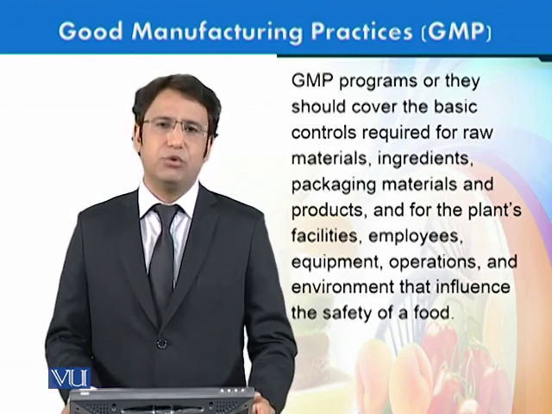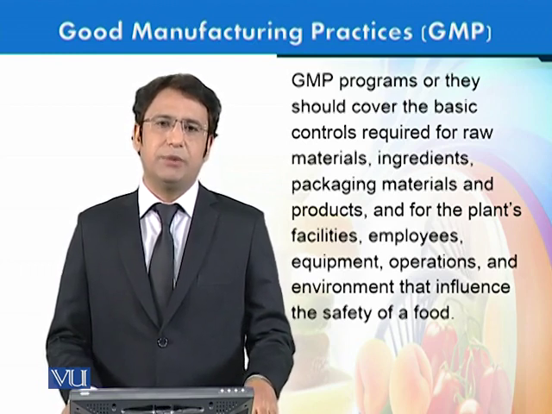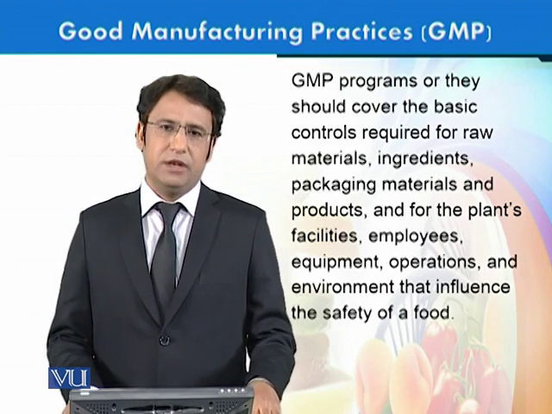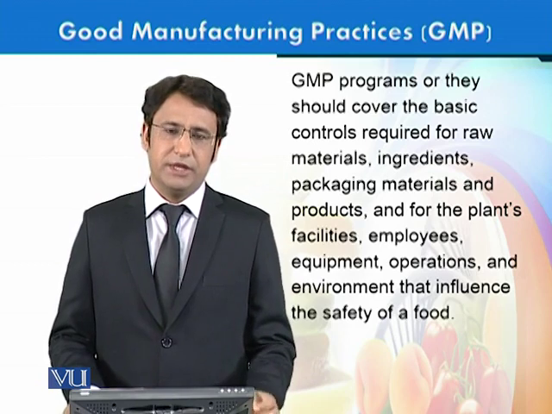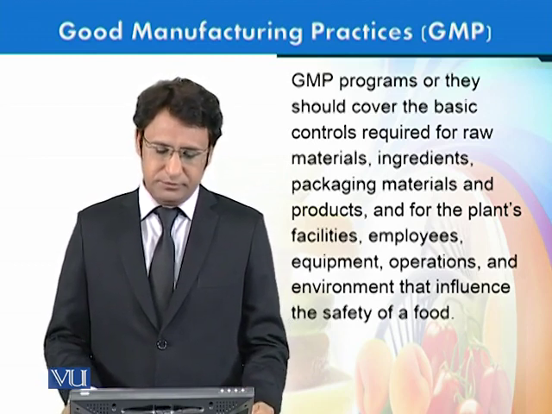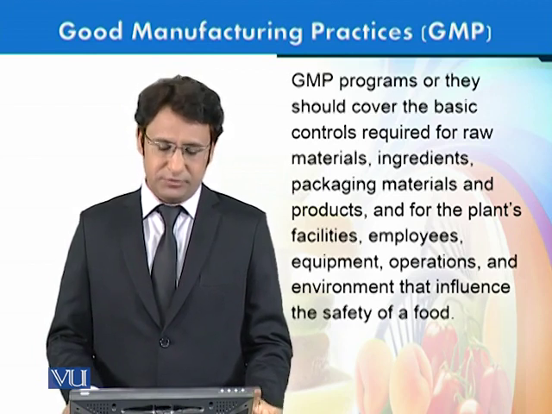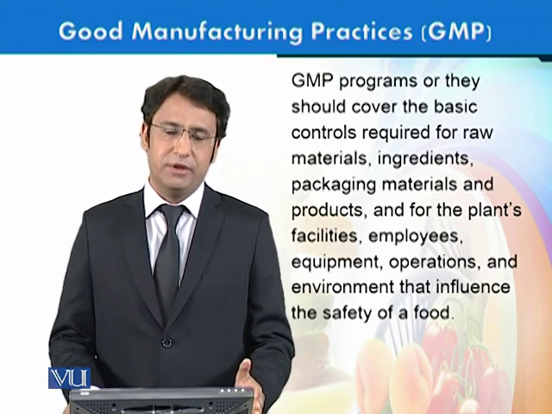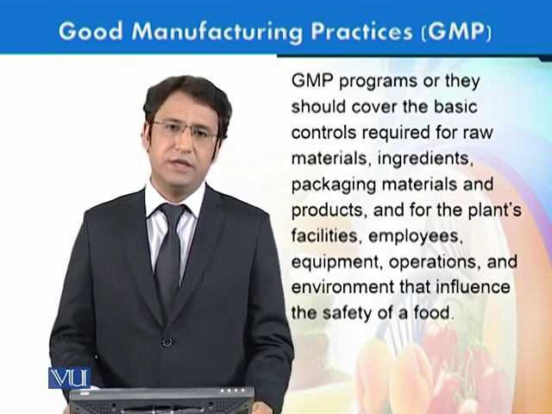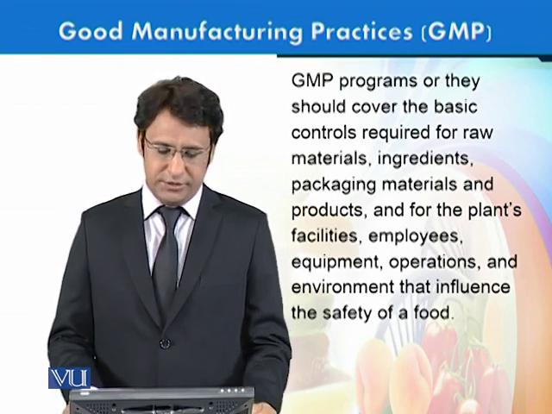For example, we have to look at all the different kinds of control that can be applied to raw materials so that they do not lead to any hazard in the final product. So maintaining the quality of raw materials or ingredients or packaging material. We have to look at all possible hazards in these areas, and then we have to look at how we can eliminate those hazards.